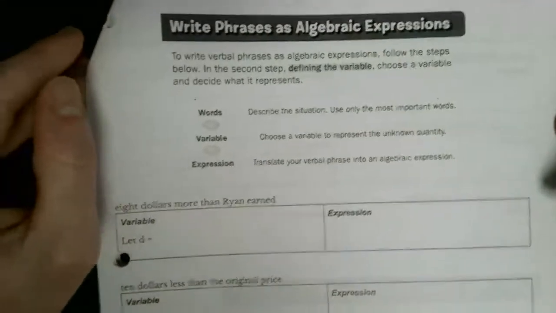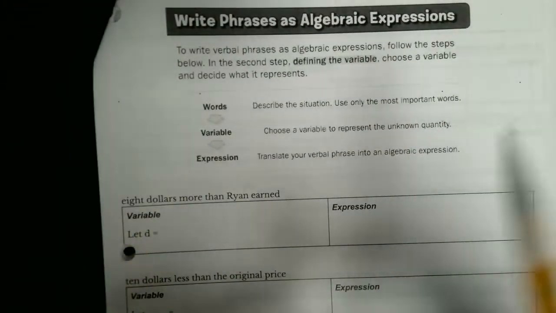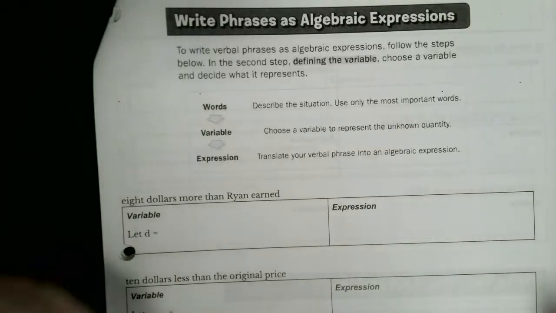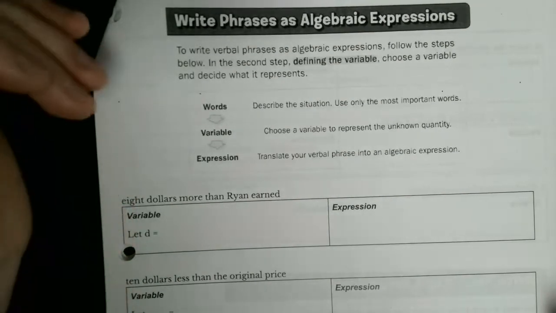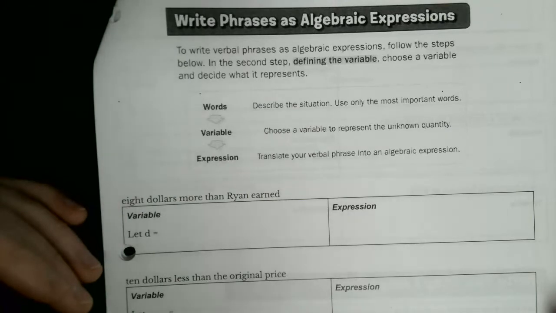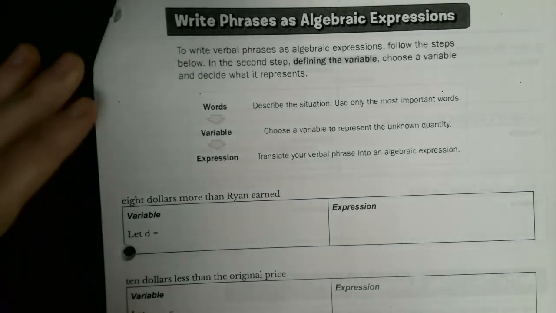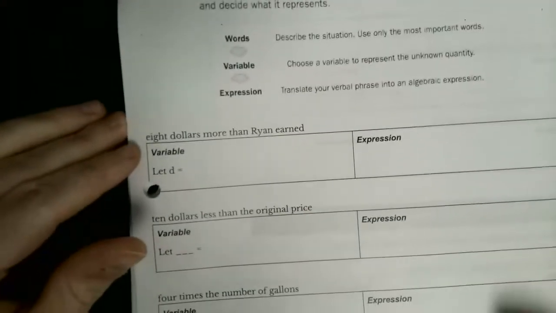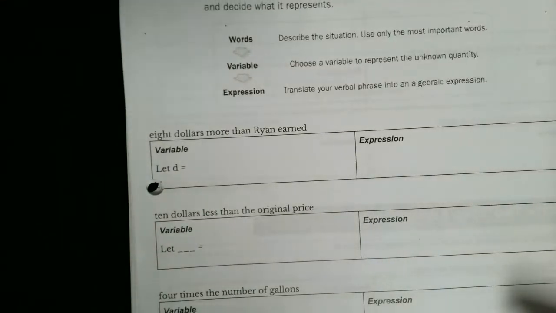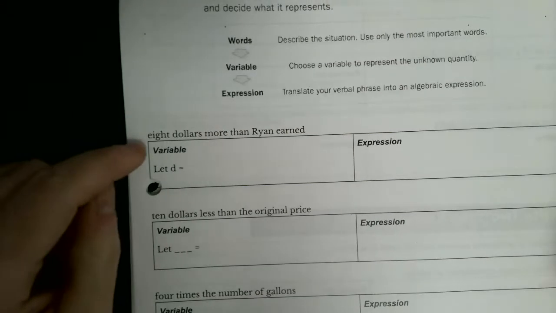What we're doing here is we're almost like translating. We're given a sentence or a phrase, and what we're going to do with that sentence or phrase is we're going to write a variable for that sentence or phrase, and then we're going to write an expression using that variable. So we'll do a few together, and then in the next remote lesson, you'll try some on your own.